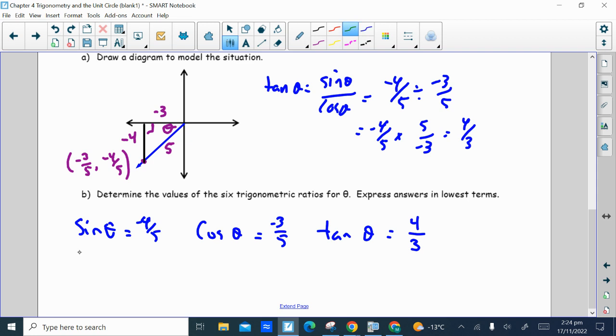So there are our 3 primary ratios, and then we have our 3 reciprocal ratios. Cosecant is the reciprocal of sine. Secant is the reciprocal of cosine. Cotan is the reciprocal of tan. And it doesn't matter whether you let the 5 be negative or the 4 be negative for cosecant. It's a negative fraction. The value of it is negative. So there are our 6 ratios.